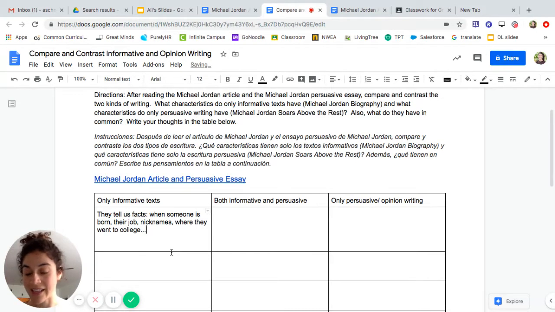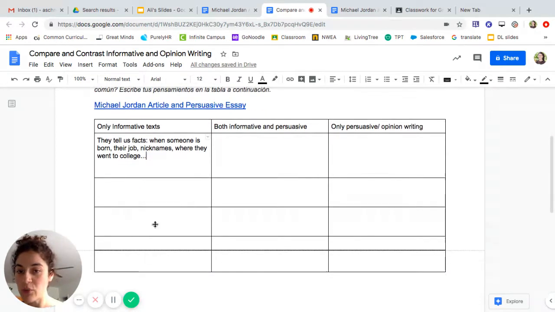Because there are more facts that they tell us. So that's one thing that I noticed when reading this Michael Jordan article. So later, you are going to read through more of this and find more characteristics, more things you notice in this article, and write them in this column here.